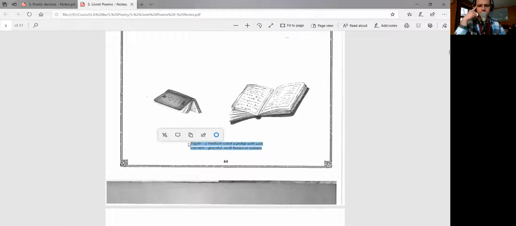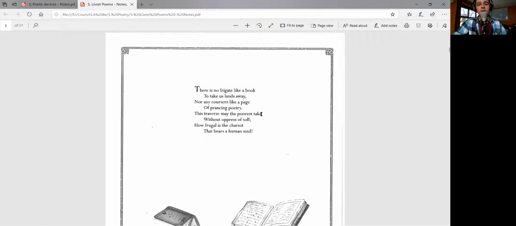We've got some vocabulary words. Frigate, which is a medium-sized warship with sails. Okay. Coursers, a graceful, swift horse or runner. Nice. That makes sense. Because in French, we say une course, and that means like a race, a running race, right? So coursers, that actually makes a lot of sense. Okay. So let's have a look.